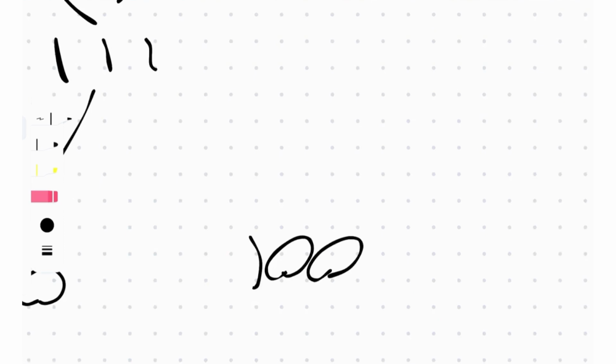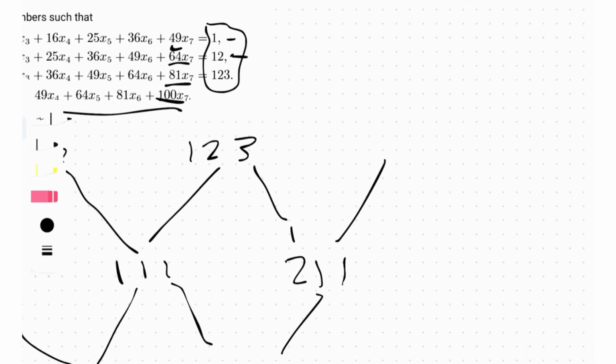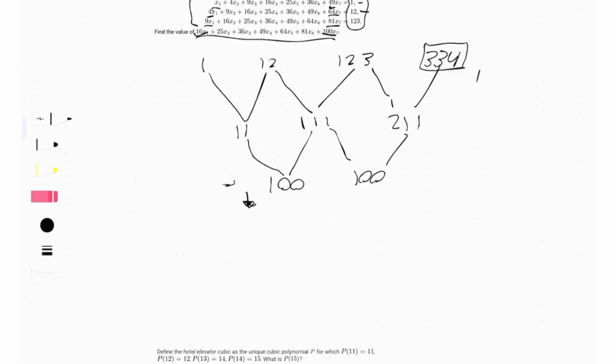Based on that information, we can fill in 100 here, and then work our way upwards to find the rest of the terms, getting 211 here, and finally getting our answer of 334. Notice how we were able to skip all of this algebra and polynomial stuff just by approximating these series using finite differences instead. Let's move on to our last problem.